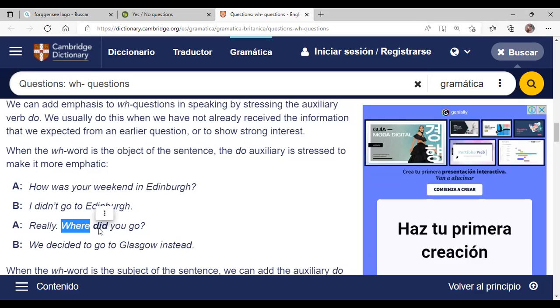We never emphasize auxiliary or subject. ¿Cuál es el auxiliar de esta pregunta? Did. ¿Y cuál es el sujeto? You. Nunca se enfatizan en la pronunciación en inglés. Solamente enfatizamos la palabra con la que empieza la pregunta y el verbo, sustantivo o adjetivo, nada más. So that is something that you have to know at the time of reading a question in English.